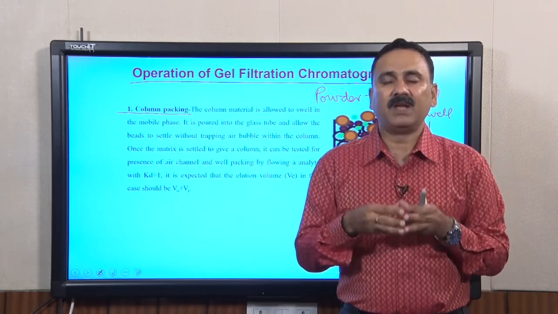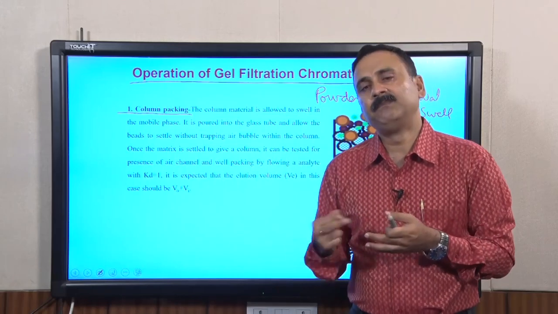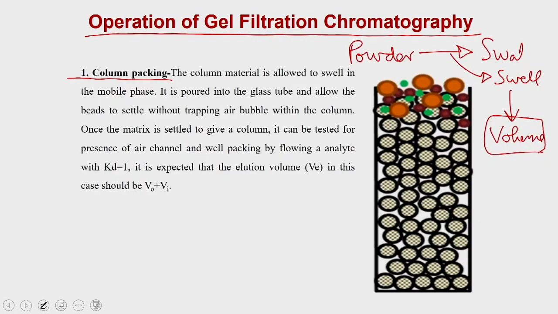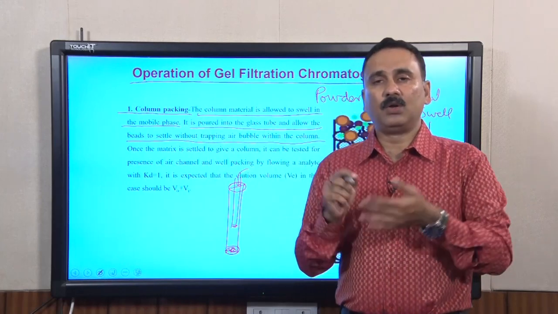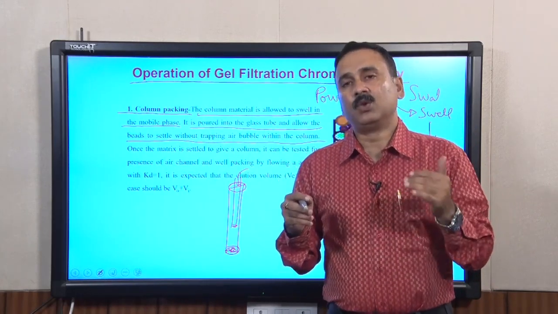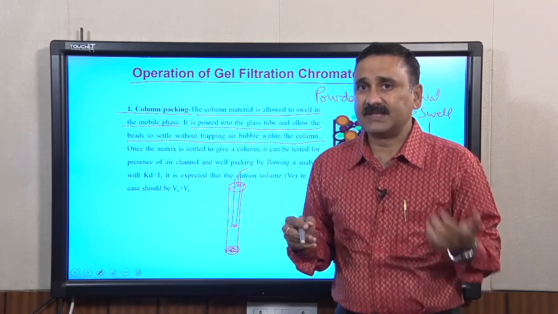Now, once your beads are ready, either swollen from the powder or already swollen beads from the companies that you have washed and prepared, you have to allow the column material to settle down in a mobile phase. Mostly you have a glass column which has a filter at the bottom, and you have a plunger which you can use to pack the column. Through this plunger you pour the material into the glass tube and allow the beads to settle without trapping air within the column. While it is settling, you also flow the water or buffer through a pump. You can use a peristaltic pump, or the pump present in the protein purification system.